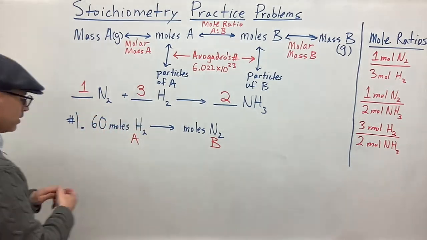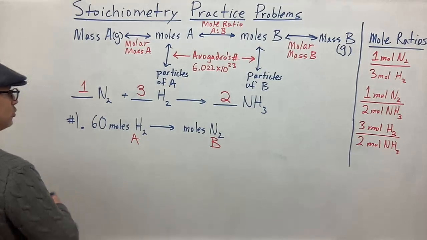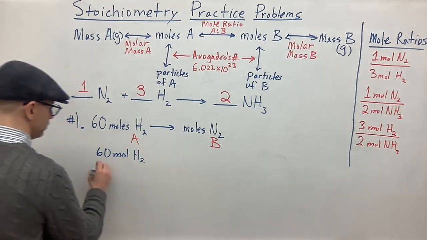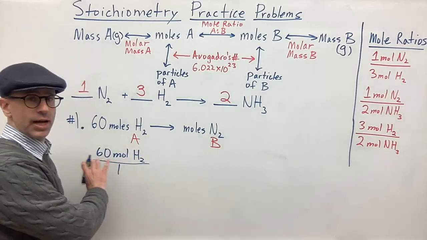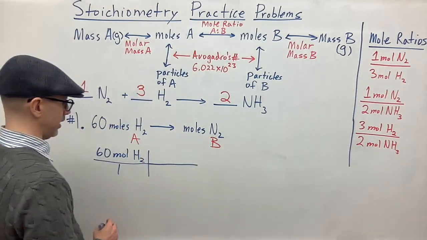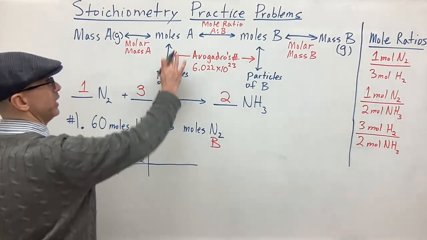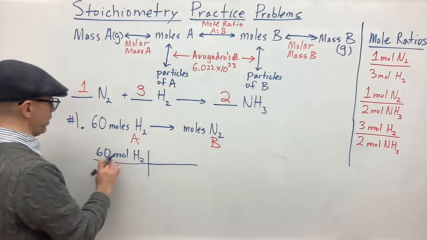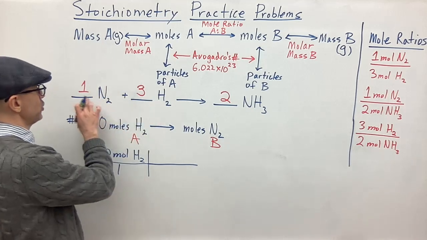So how do you set this up? Let me use blue. I'm going to take 60 moles of hydrogen and put it over 1. Now you can do the line method where you're just drawing lines, and then your next one is a conversion factor. We only need to go from moles of A to moles of B, so it's one step. So we're going to use our mole ratio between hydrogen and nitrogen, A and B. The mole ratio is 1 to 3.